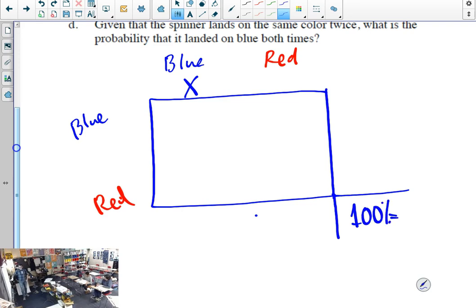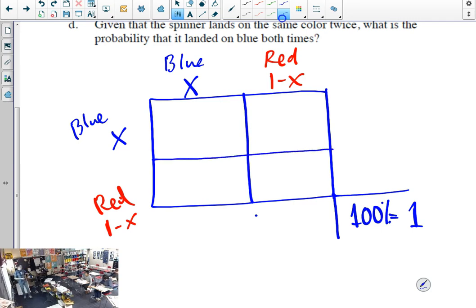Now, 100% is really 1, right? So the area of this table is 1, which means its dimensions are essentially like 1 by 1, right? Now, if we imagine it to be a square, but again, don't trust what things look like, trust the math. So what's the probability of red? 1 minus x, right? Which means, can we fill in the table?